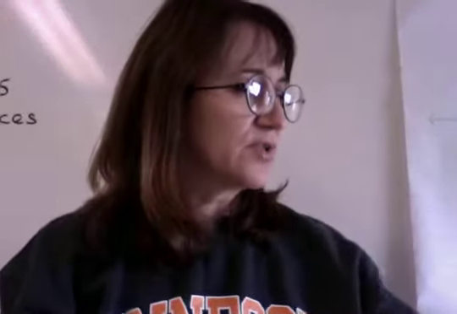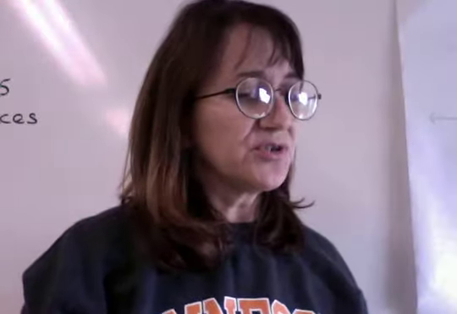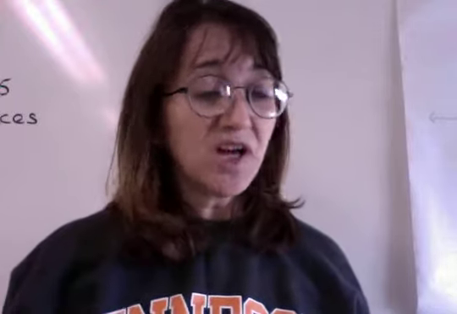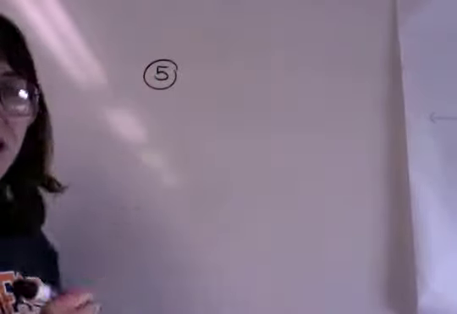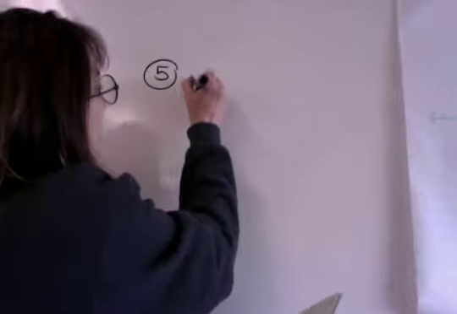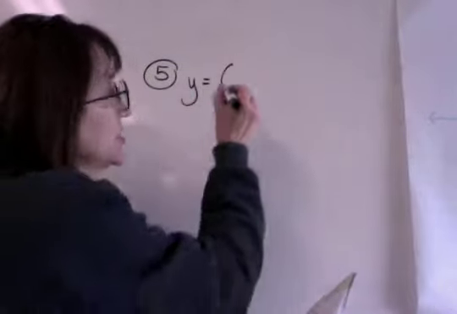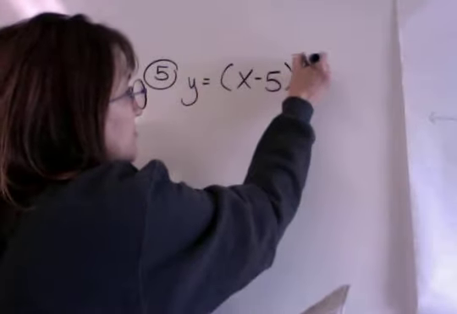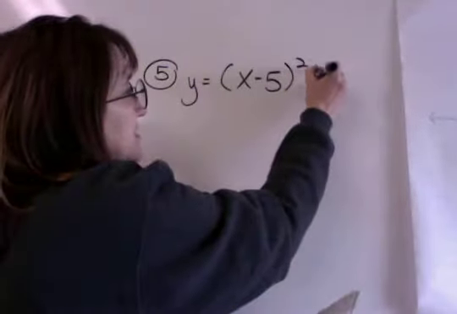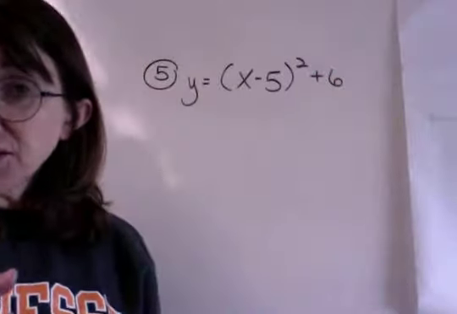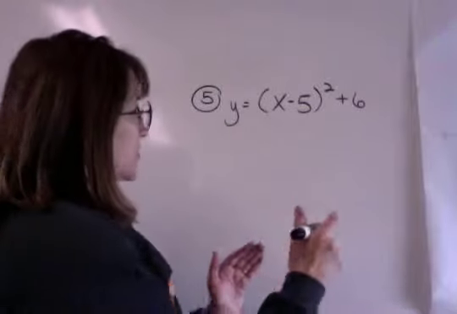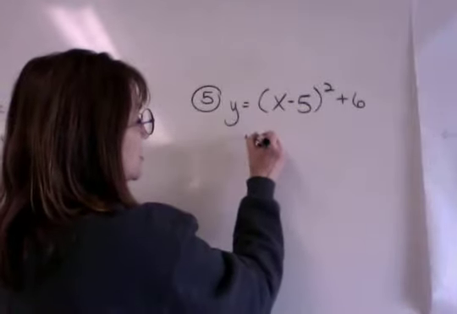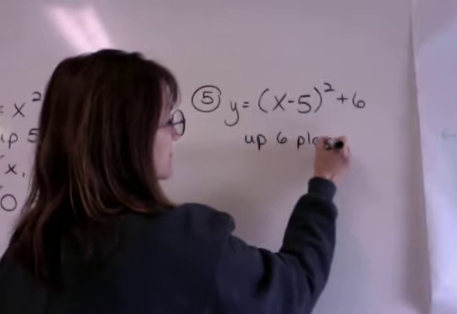So let's look at the next one. The next one I'm going to do with you is number 5. I'm just trying to do a couple from each little section. So number 5 looks like this: y equals the parenthetical expression x minus 5 squared, and then plus 6. If I'm looking for the translation, the translation is just me saying, how's it going up? How's it going down? That's telling me it's going up 6 places.